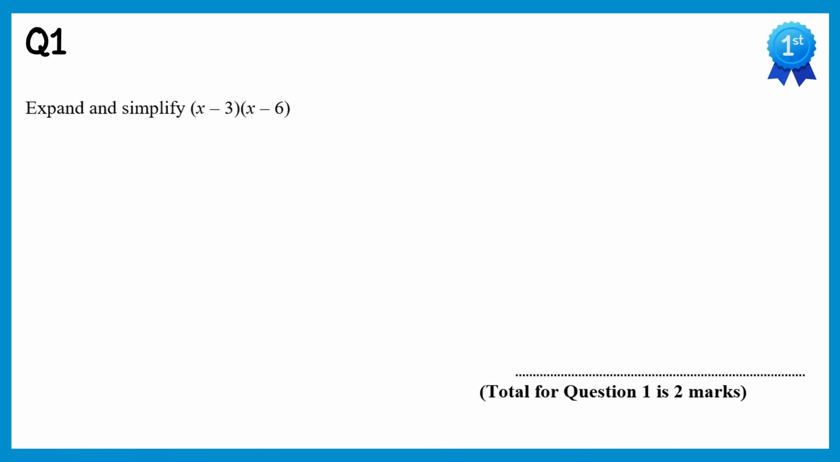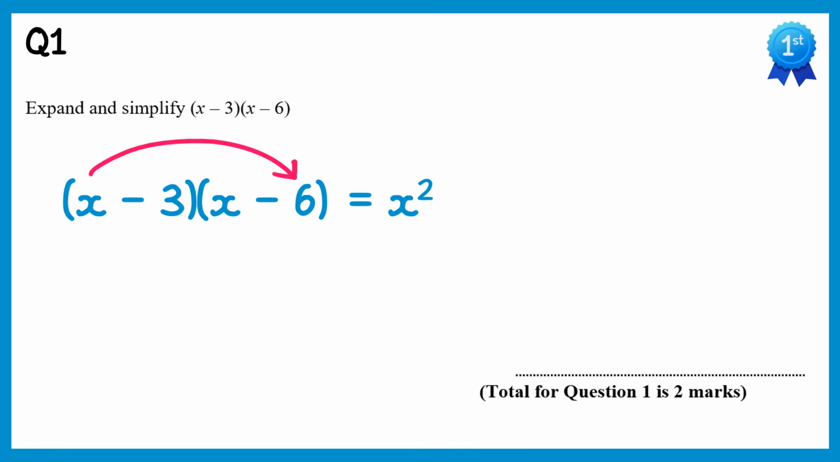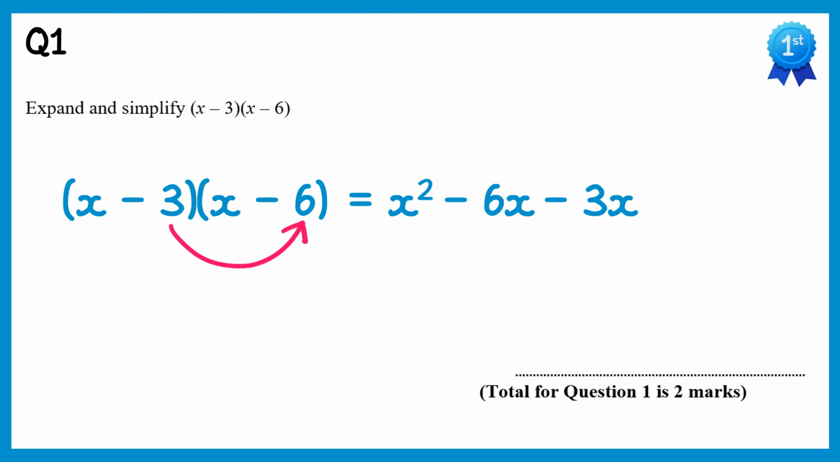So let's begin with question 1. Here we need to expand and simplify some brackets. To do this, we're going to multiply all of the terms in the first bracket by all of the terms in the second bracket. So we'll begin with x times x, which gives you x squared. Then move on to x times negative 6, which is minus 6x. Negative 3 times x, minus 3x. And finally, negative 3 times negative 6, which is a positive 18.